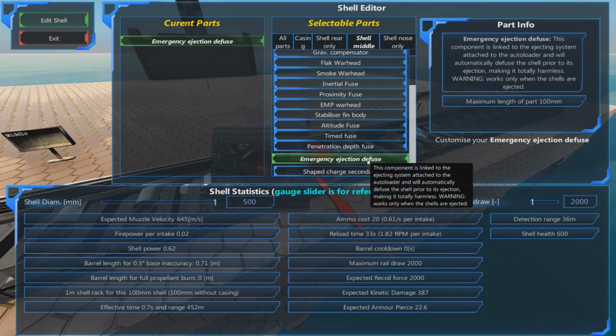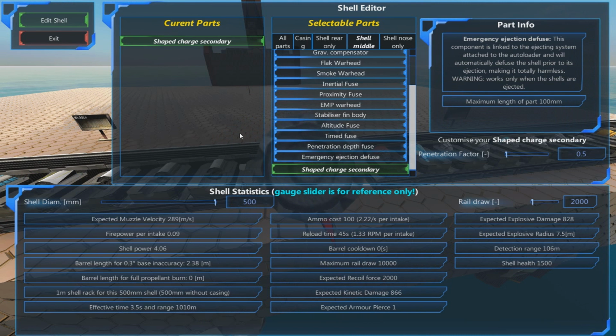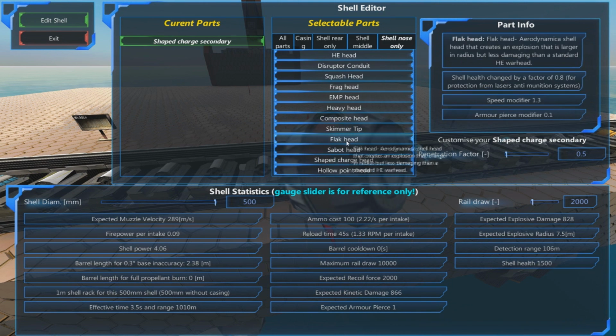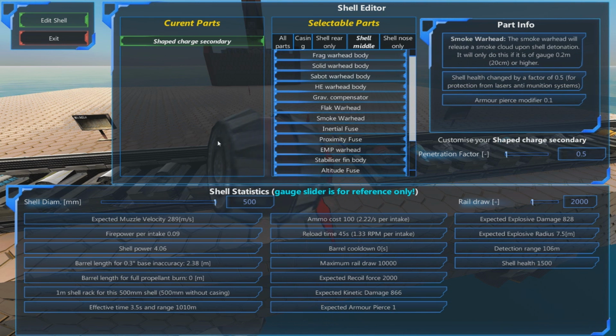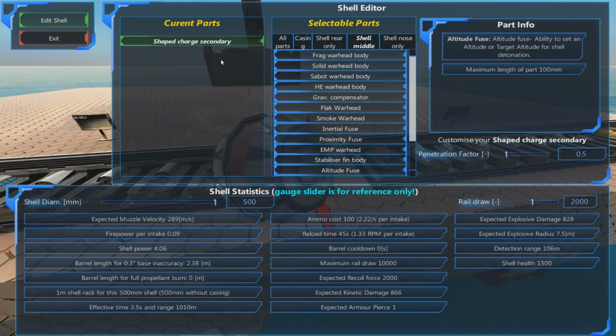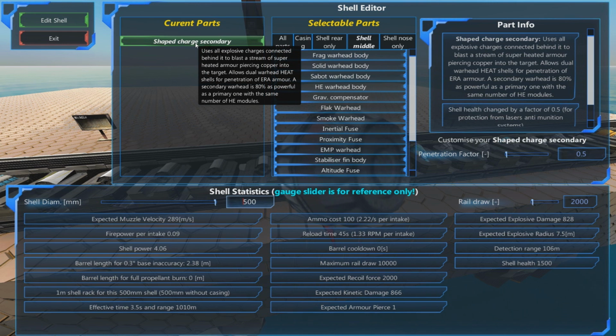Well, I was looking at the wrong thing. There it is. Okay, and now, moving on, we get to look at heat a little bit earlier than intended. So, this thing is exactly like the shaped charge head. And what that means is that it uses all high explosive warheads, so the AT Warhead Body behind it, to create a shaped charge. So it uses all explosive charges connected behind it to blast a stream of superheated armor piece and component to the target.